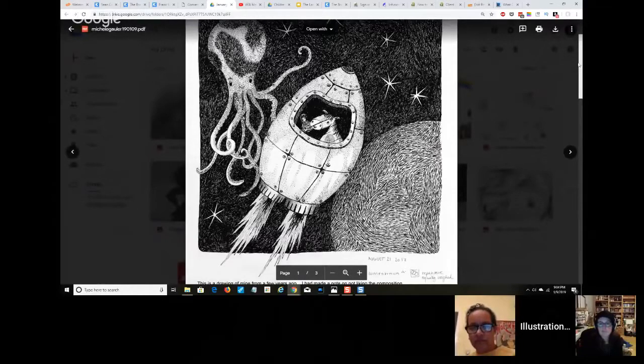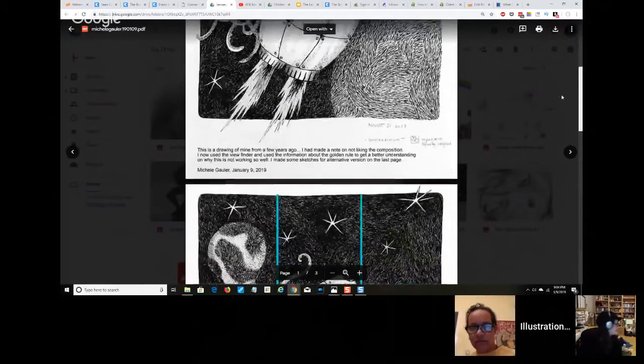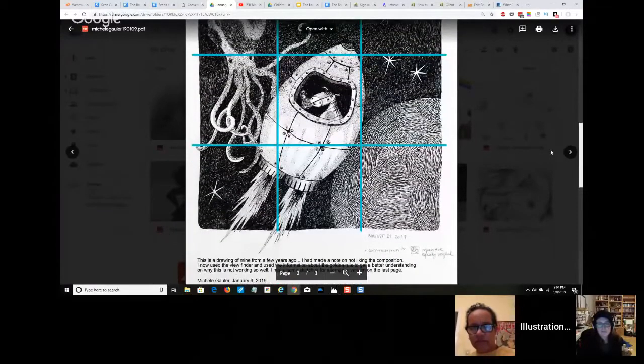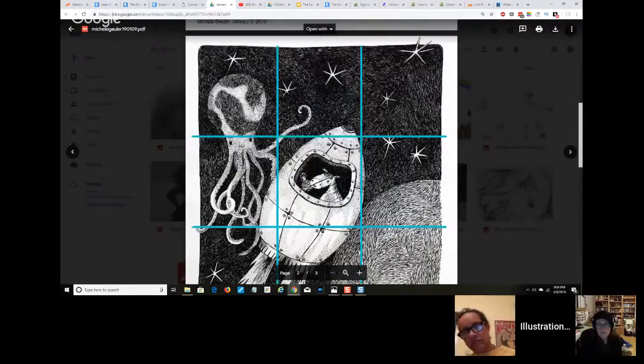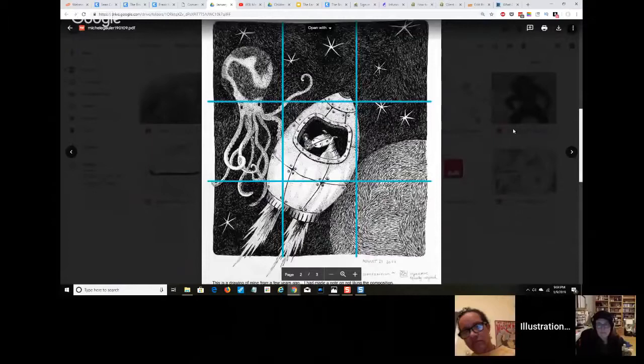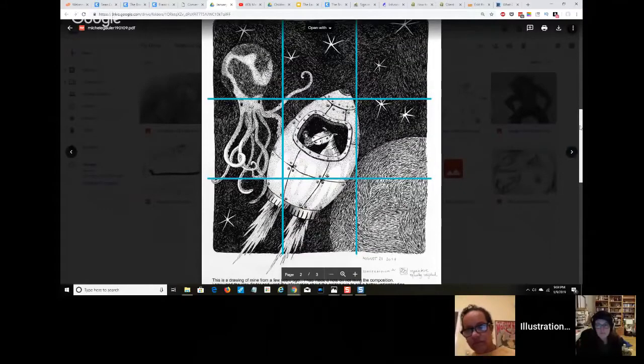Now she's gridded it up to see how it works with the thirds. And look how her center of interest in this scene fell right in the middle square, right in the center of the piece. So she diagnosed that by putting a grid over it. It's probably why the sketch was bothering her.